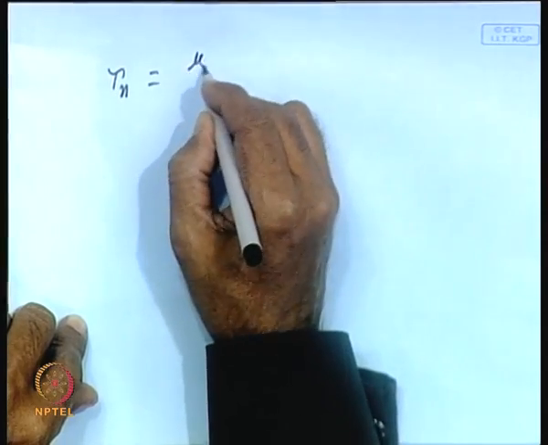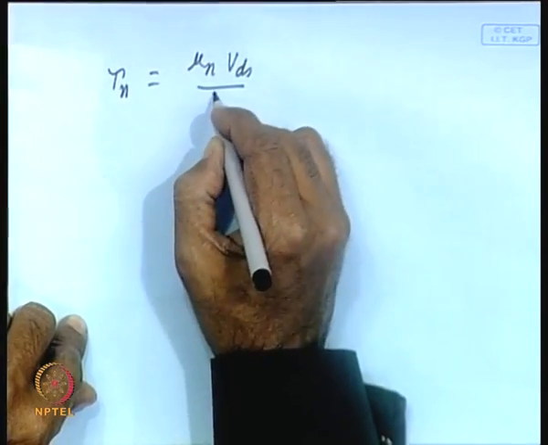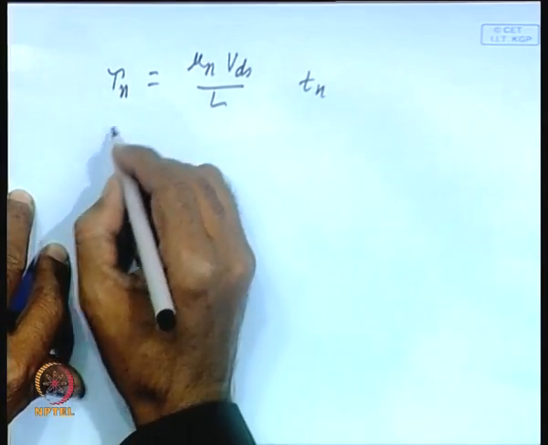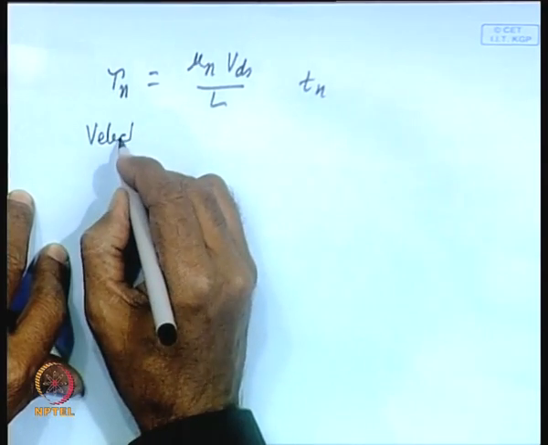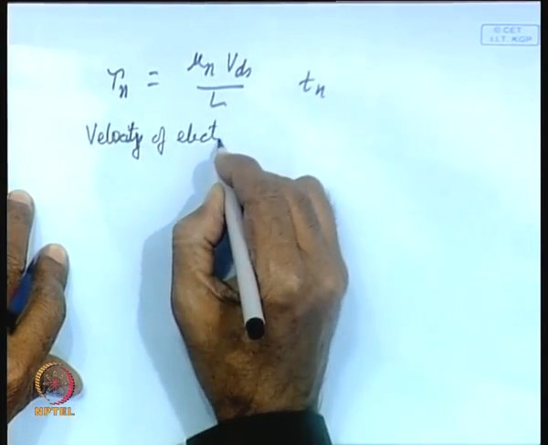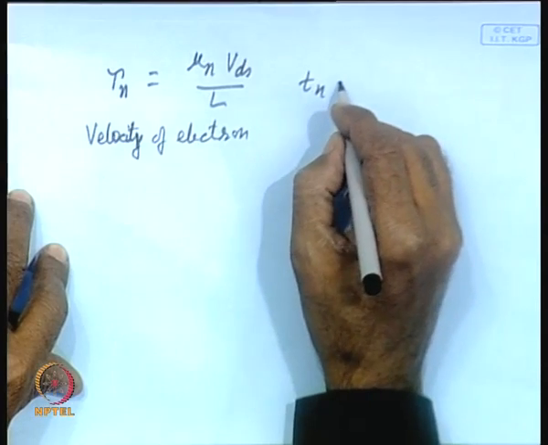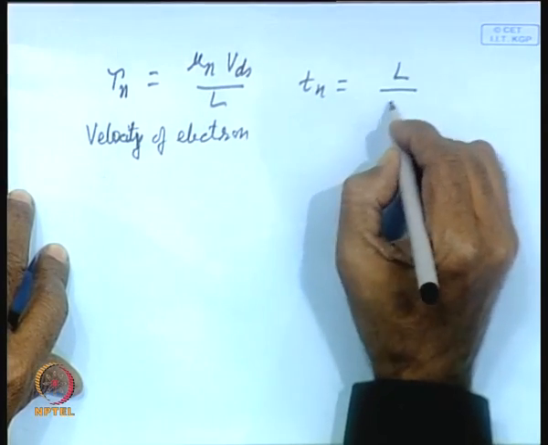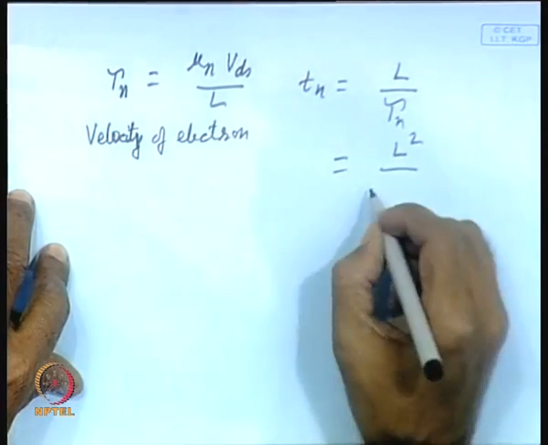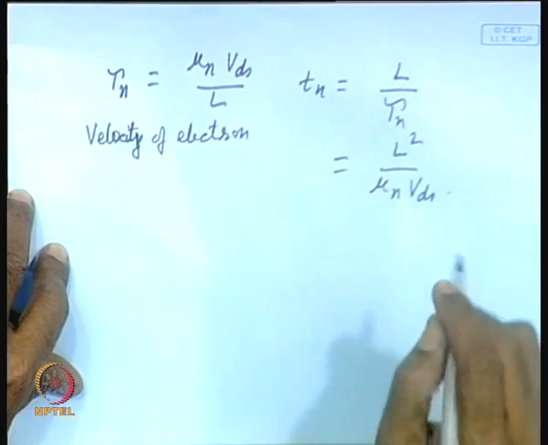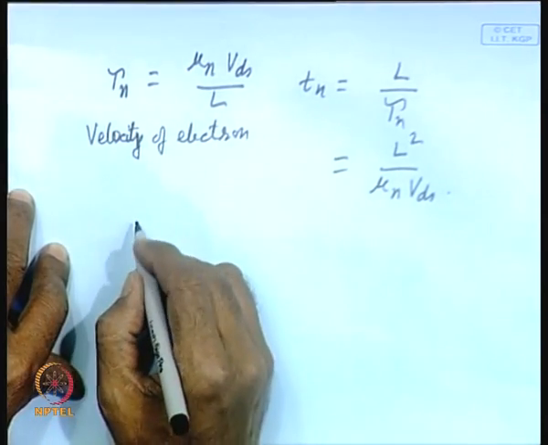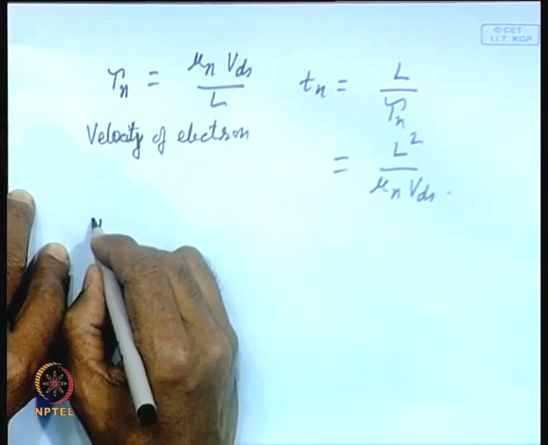Tau n is equal to mu n VDS by L, and therefore Tn, the electron transit time, is length divided by the velocity of electron, that is L by tau n, which will be equal to L square by mu n VDS. So, we have got the expression for the electron transit time.